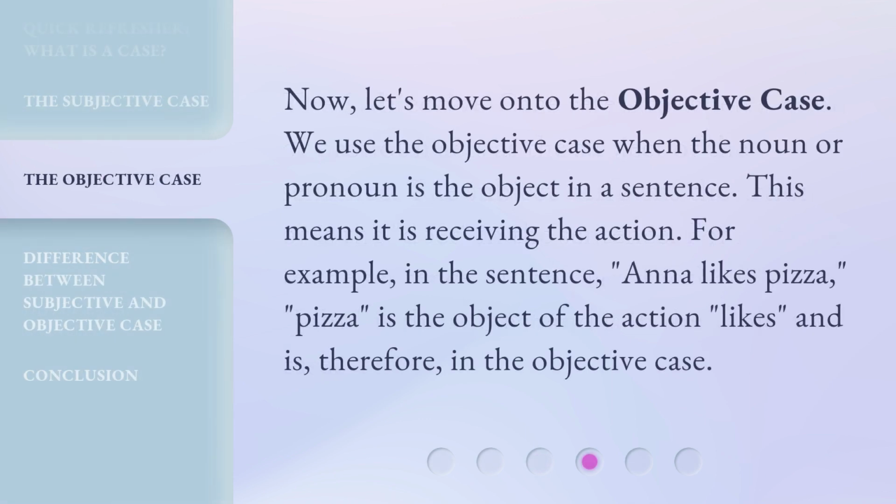Now, let's move on to the objective case. We use the objective case when the noun or pronoun is the object in a sentence. This means it is receiving the action. For example, in the sentence, Anna likes pizza, pizza is the object of the action, likes, and is, therefore, in the objective case.